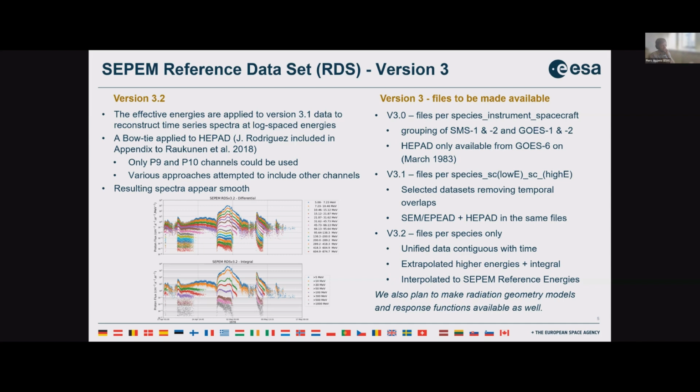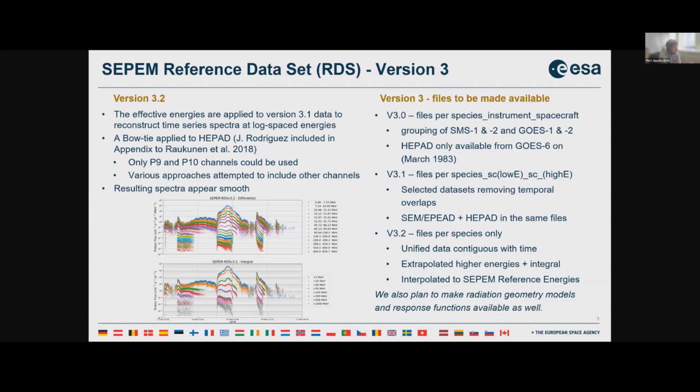Now I'm going to talk a little bit about HEPAD later, because as this meeting was starting, I noticed there was a lot more focus on this. But effectively for now, we're using the P9 and P10 channels. And if you look at the appendix of Oscar Raukkonen's paper from 2018, in which he presents the bow tie analysis from Juan Rodriguez that Ingmar mentioned the other day, that's basically what we're using. We've tried a lot of other approaches to eke out a bit more of that data, but there are problems. And I'll mention those in the next slides.